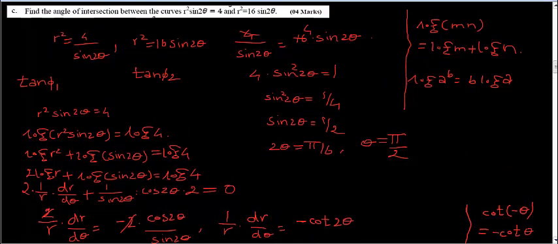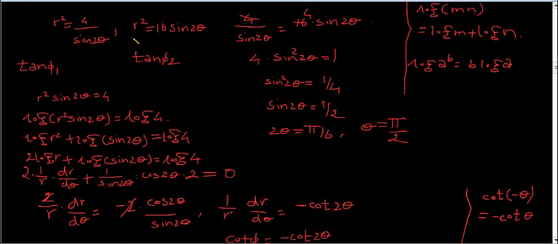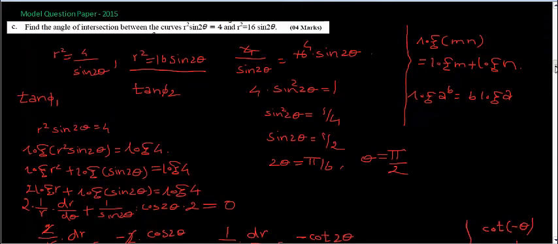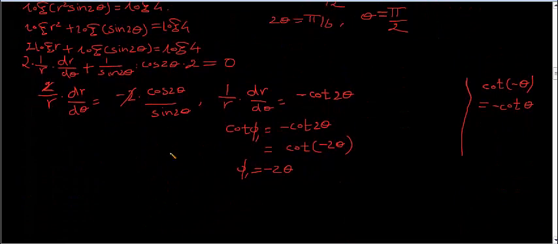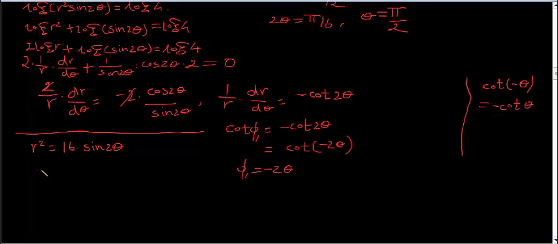Now let us consider the second curve here. R squared is equal to 16 into sin 2 theta. Again let us take log on both sides. This becomes 2 log r is equal to log 16 plus log of sin 2 theta.